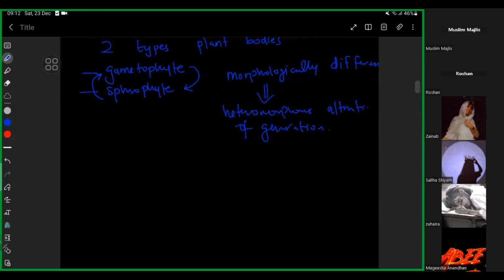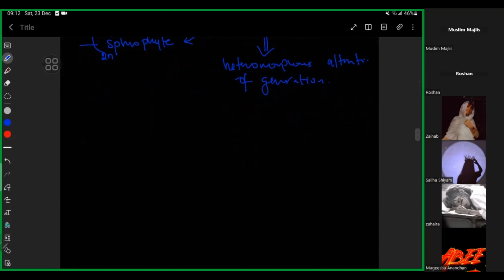So the gametophyte is the haploid state. The sporophyte is the diploid state. What do you mean by haploid? They have a single set of chromosomes. Normally in the vegetative cells we have two sets of the same chromosome. If you have a chromosome like this and another like this, we call it diploid. If you have only one set of chromosomes like this, we call it haploid. Okay, so that is diploid and haploid.